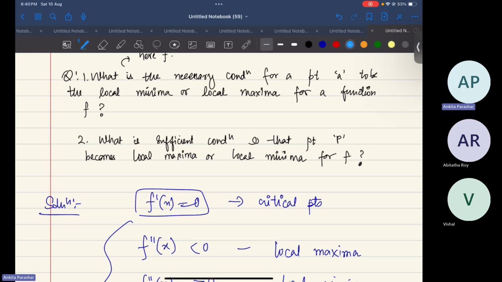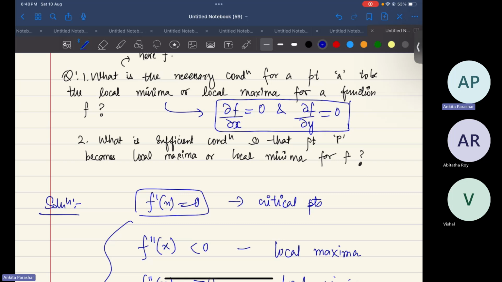Local maxima, local minima. So the necessary condition is that it should be a critical point, and therefore this should be the necessary condition in order to say whether the point is local minima or maxima. But this will not give that it is sufficient or not. But let's look at certain functions where one can make sure that this condition becomes sufficient also.